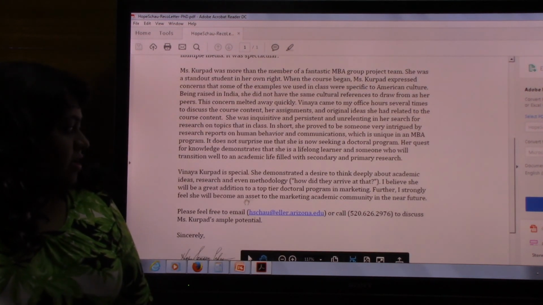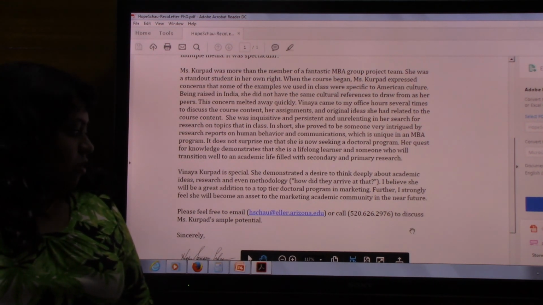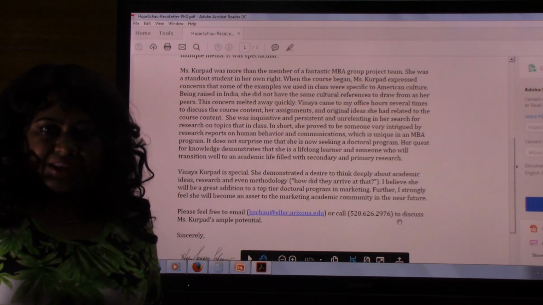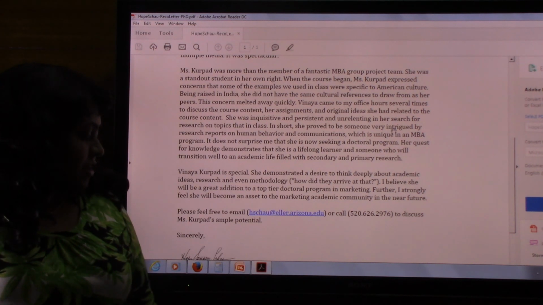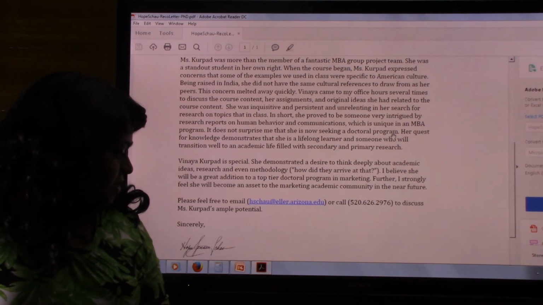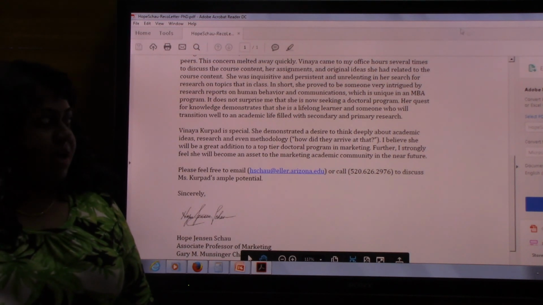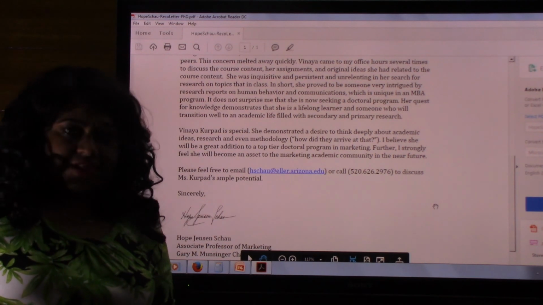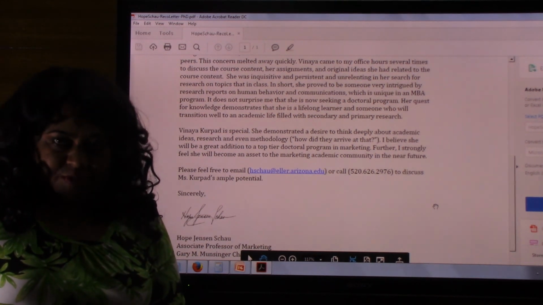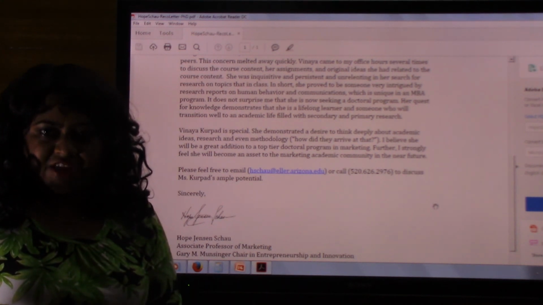So she says she's phenomenal, and she's applying for a PhD program, and she says you can call me, and she strongly recommends me to the doctoral program. So this is usually the way a recommendation letter is written, and in the end she even put her signature and put her designation. So this is how you write a recommendation letter. So those of you who are getting recommendation letters, please make sure you don't write them yourself. Get them from someone who has the maturity to write a really good recommendation letter.